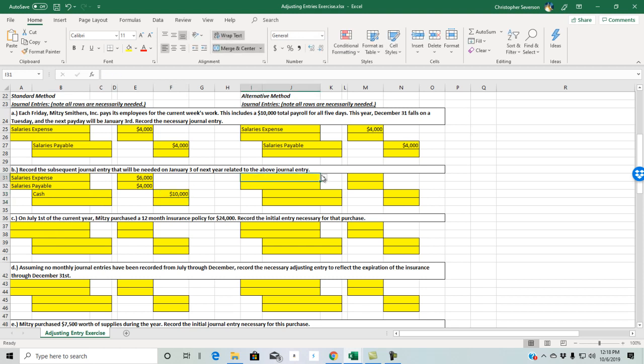Now, again, there is no alternate method. It's the exact same for the accruals. So we could just put NA, but we're just going to type it in. Exact same.